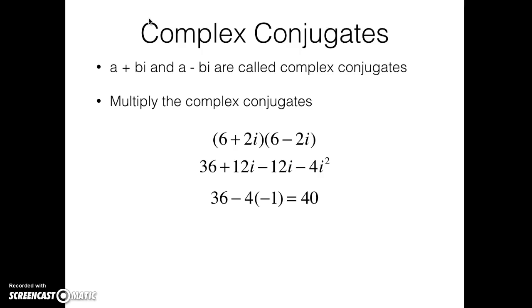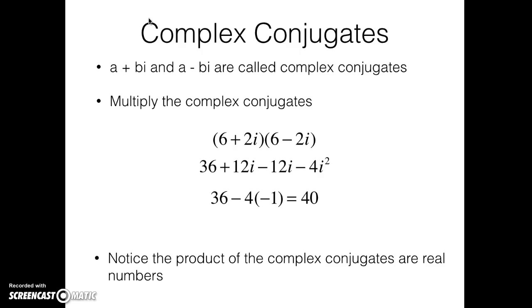We are going to replace the i squared with negative 1 just like we did last time. And when we combine the i's, we have plus 12i minus 12i. Those guys cancel out. So we're left with 36 minus 4 times negative 1. That equals positive 40.